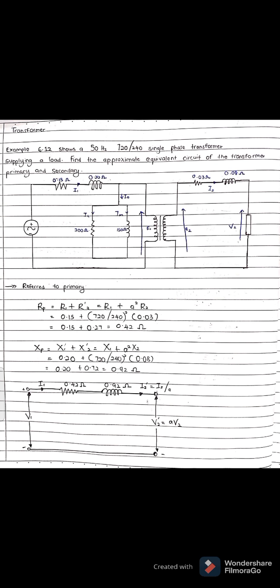And for the reactance in the primary, Xp equals X1 plus X2 referred to primary, which is X1 plus A squared X2. Putting in the values, that is 0.2 plus 720 over 240 in the bracket squared, multiplied by 0.08. Doing the mathematical calculation, the value is 0.92.